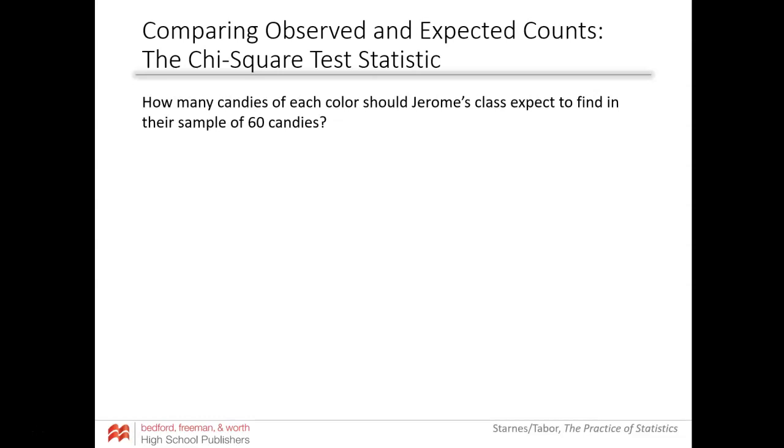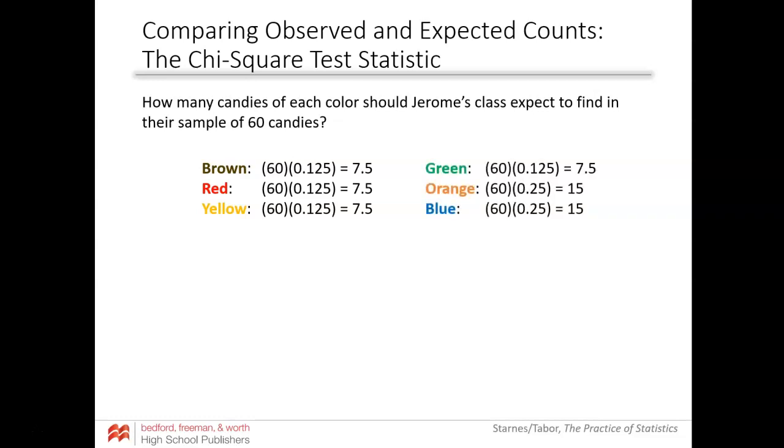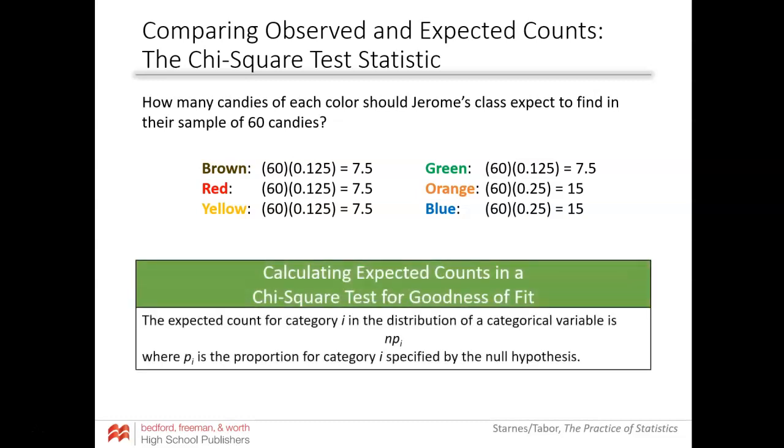So how many candies of each color should we expect to find in our sample of 60 candies? Well, if all is on the up and up and those percentages are true, then out of the 60 candies, if we multiply them by the expected proportions, we're going to get this many red, yellow, and brown, and the same for green, and a little more orange and blue because they had a higher percentage according to the company. Those are what we call our expected counts. And what we're going to do is compare what we observed to the expected counts, and we're going to create this chi-square statistic in a moment.